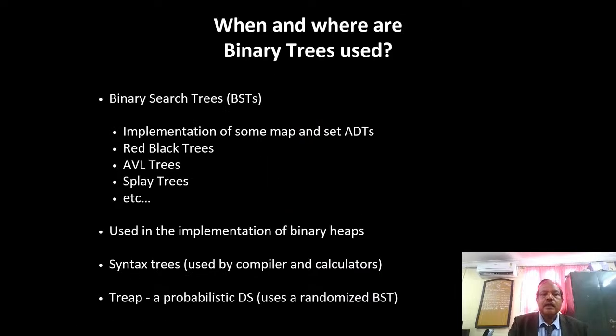Okay. Now, what is the binary search tree? What are the invariants? What are the things that are there? We use BSTs in the implementation of map and sets, and while you are going for red black trees, AVL trees, splay trees, etc. Also in the implementation of binary heaps, the syntax trees used in compilers and calculators, and also the treap, a probabilistic data structure used for randomization of this BST, right?